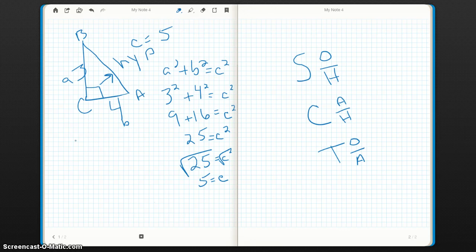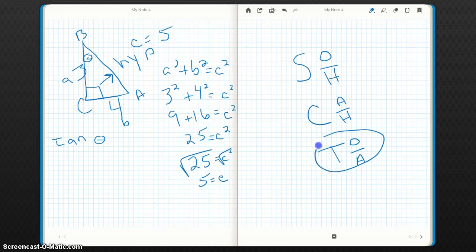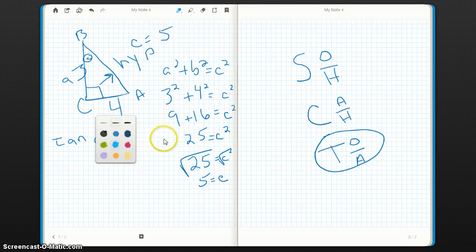We can say, okay, now let's try to prove this using one of our trig functions. Let's say we're going to use the tangent function. And we want to say, okay, what does angle B measure? We'll just go ahead and label that theta for right now. So the tangent of theta, we can refer over here to our SOHCAHTOA ratios and say that's going to be the opposite over adjacent. Opposite of theta is going to be 4 over the adjacent side, 3.